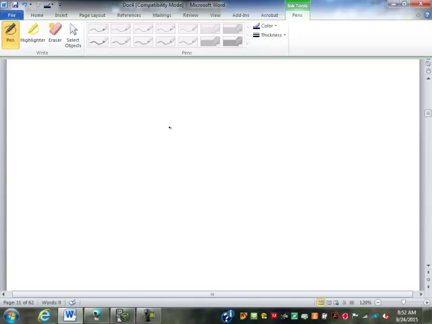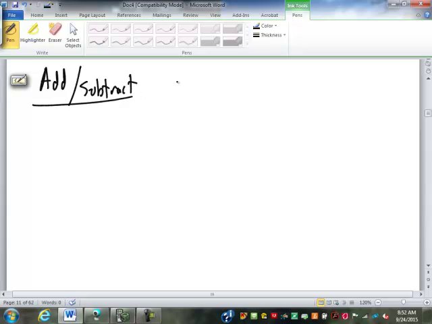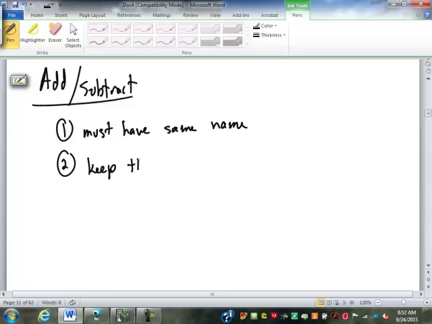A little bit of review when we add or subtract. There are 2 rules. Rule number 1 is we must have the same name. And rule number 2 is we keep the same name. So for example, if we had 8 inches plus 3 inches, we get 11 inches. We have to start out with the same name, and we keep the same name.